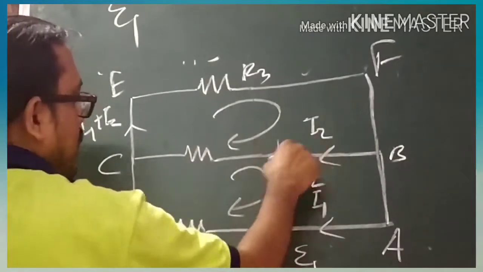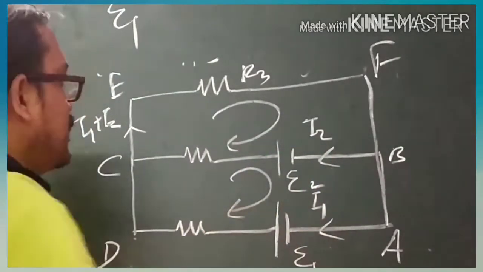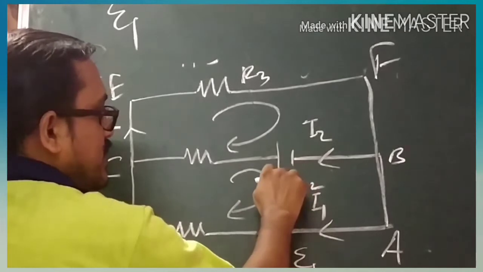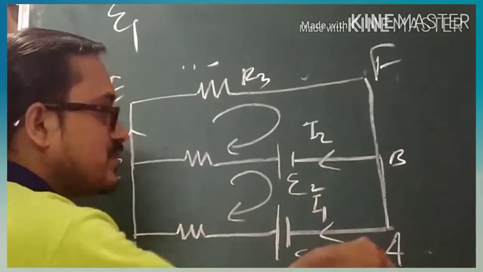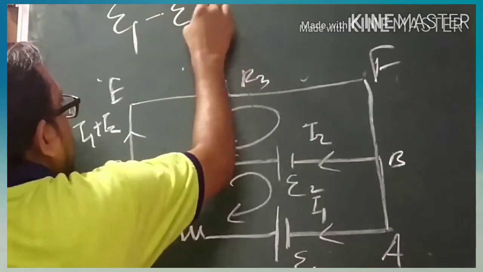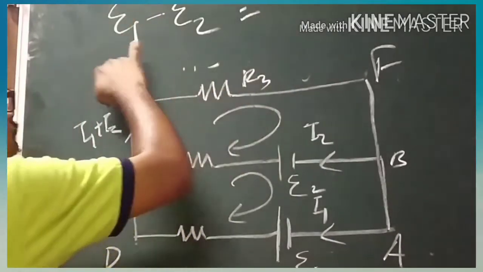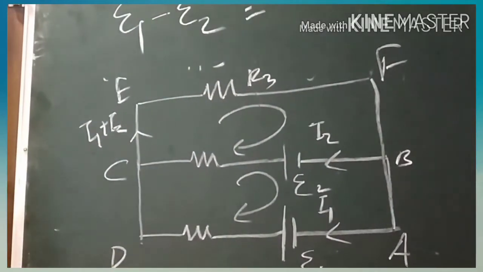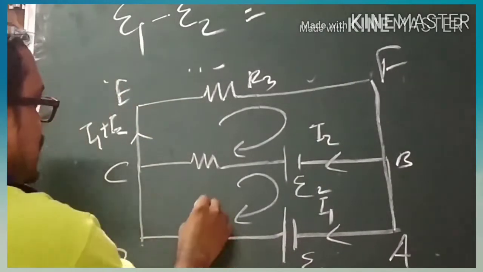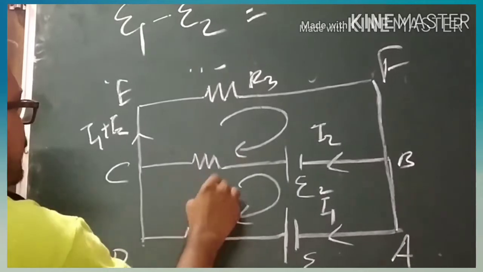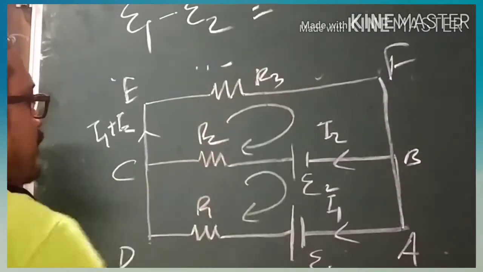But for E2, in this case the direction of the current is here, and the direction of the traversal is opposite to it. So here it is taken to be negative E2. So the net EMF will be equal to E1 minus E2. Now the current and the resistance product. In this case there are resistances. Suppose this is R1 and this is R2, and here we have taken R3.